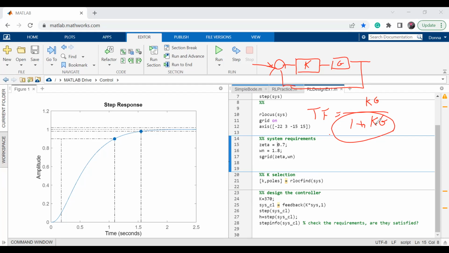I already showed you the system designer. Next Friday or maybe on Monday, I don't know yet, we will continue on the design example.